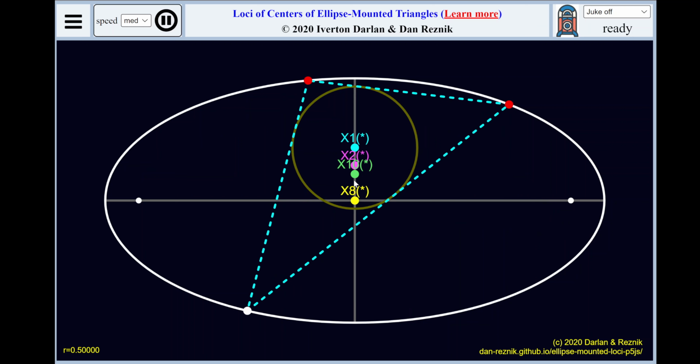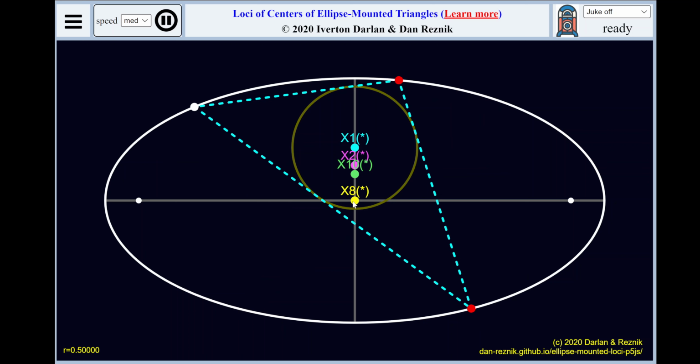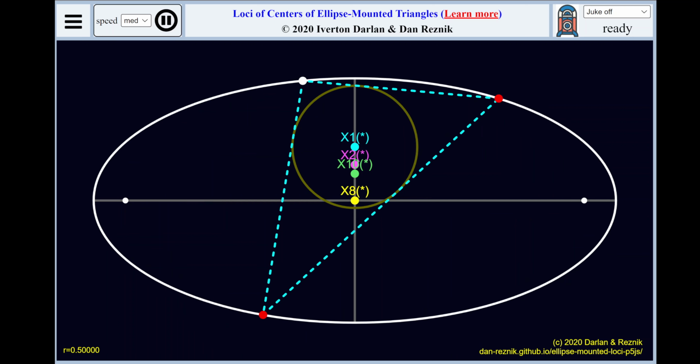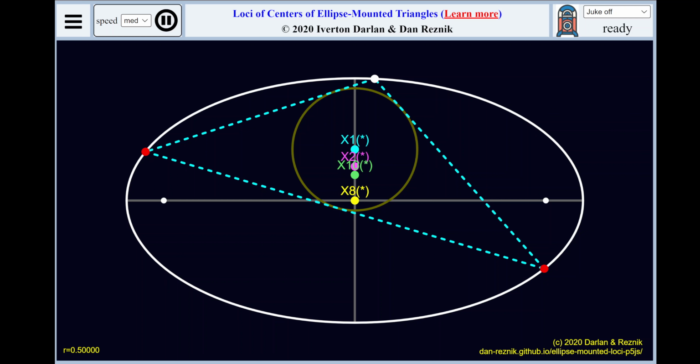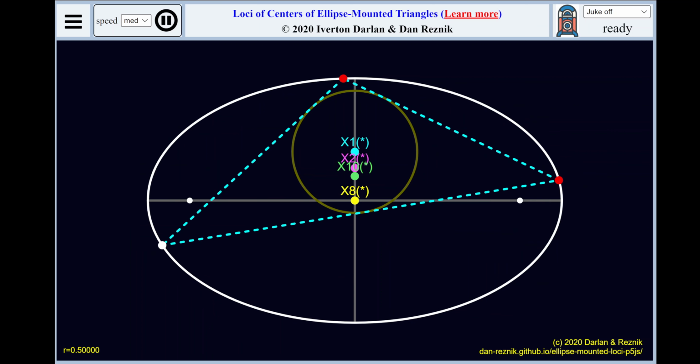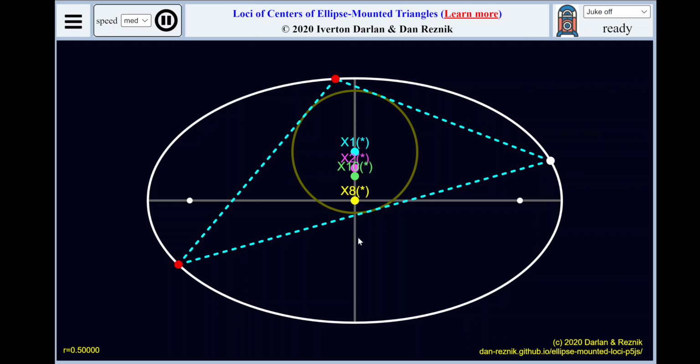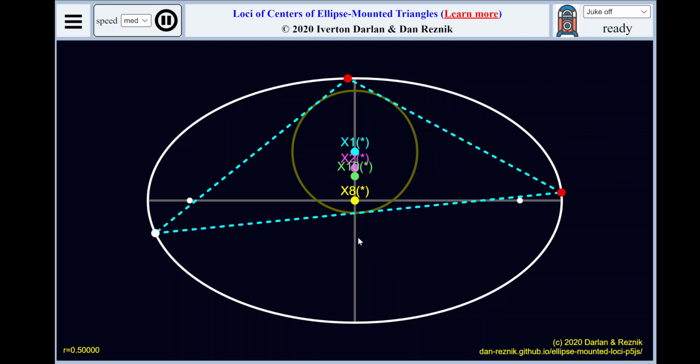the Spieker center fixed, and the Nagel point X8 finds a stationary point at the center of the outer ellipse, which we thought was pretty cool. As I vary the eccentricity of the outer ellipse, I maintain all these points stationary, and therefore the line that passes through these points is known as the Nagel line, right? So the Nagel line of this family coincides with the minor axis of the outer ellipse.